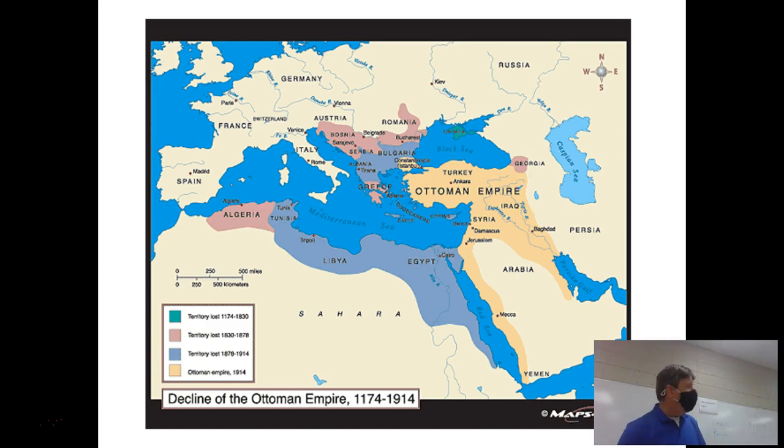Finally, by the early 20th century, the Ottoman Empire is only about 40% of what it had been under Suleiman the Magnificent. And it's still quite large. You can see that yellowish area. It's still a pretty darn big place. But many, many different ethnic groups have now split away. Many of them have formed their own states.